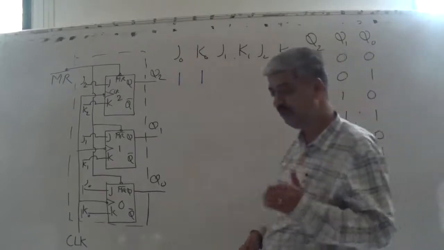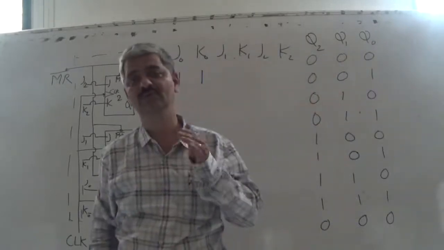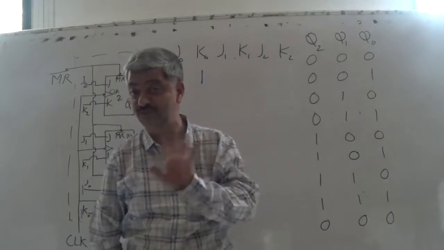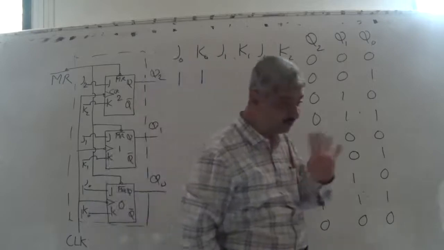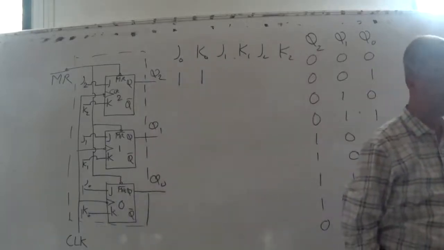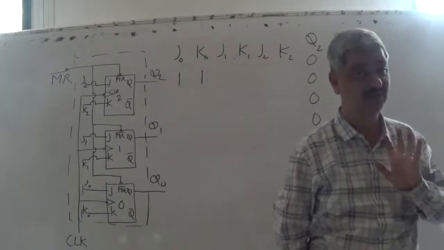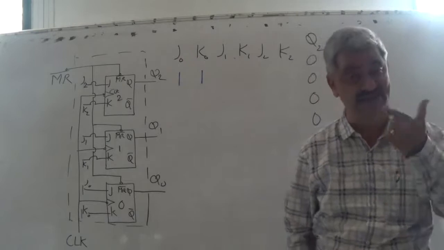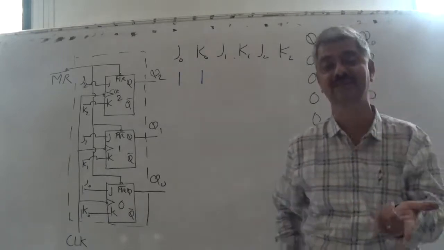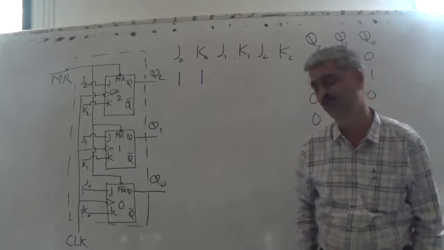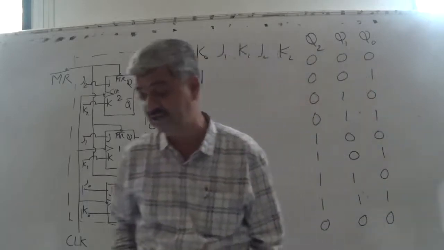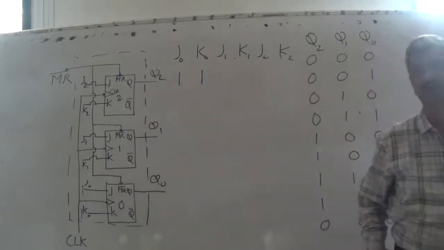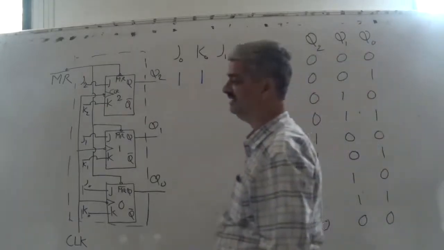So, Q0 is not deciding whether Q1 should become 1 or become 0. It is only indicating whether it should maintain the state or toggle the state. So, what are the input combinations for continuation of state and toggling of state? If J and K are 0, 0, it maintains the last state.